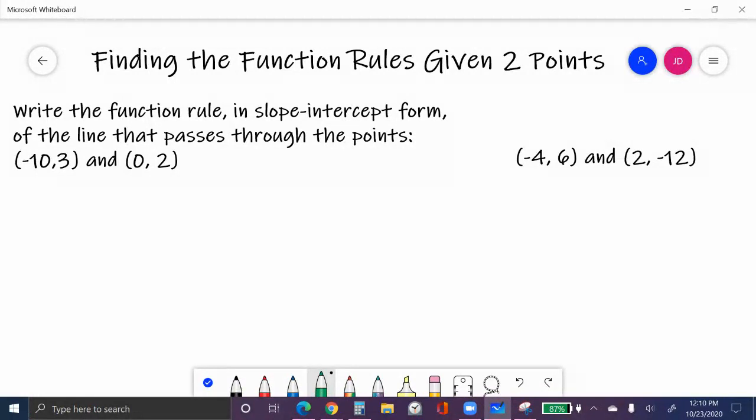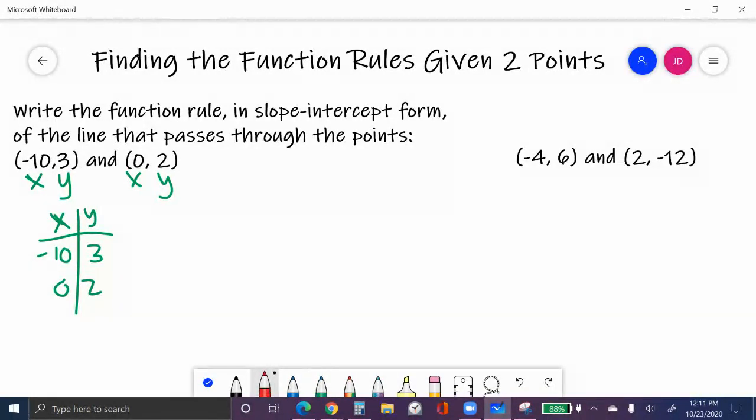Whenever I'm given 2 points, remember the first number in the point is going to be my x. The next part of the point is going to be the y. So these are both our x and y. What we have to do is make a table. This is what I do: make a table, x, y, and put them in the table. So we have negative 10, 3, and we have 0, 2. I put both of these points into our table.